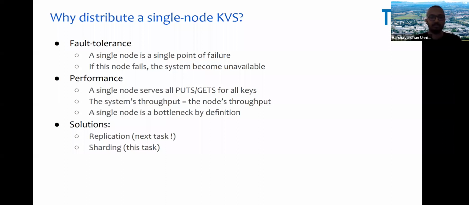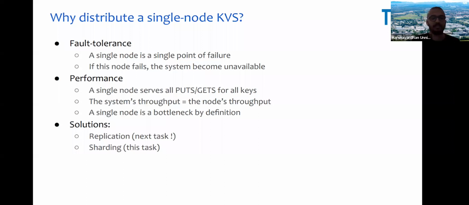Finally, there are two main solutions that can help achieve both these goals of fault tolerance and high performance. The first solution is replication, wherein the same key value pair is replicated across multiple servers. This is the focus of the next task. In this task, you will take a look at sharding, which involves partitioning the key space across multiple servers such that put and get requests on keys are served by different servers.